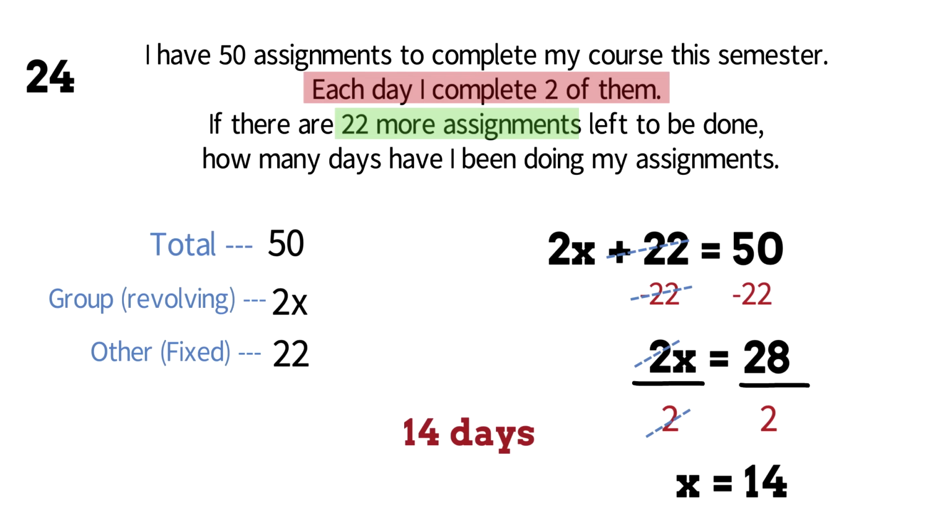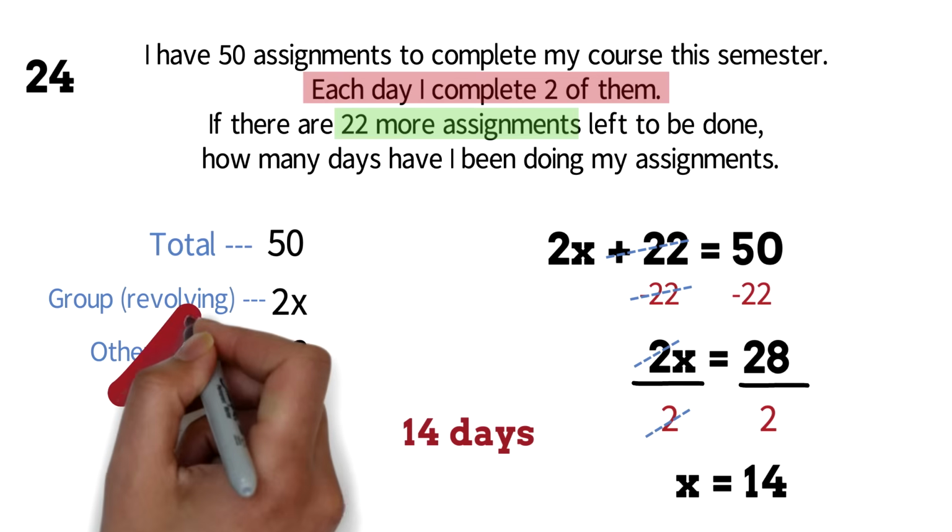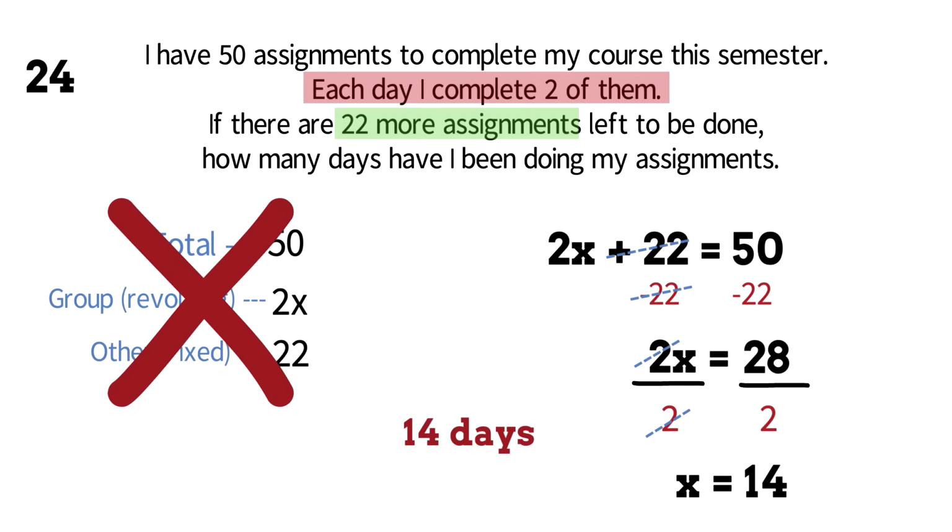For teaching purpose and clarity, I write a lot of things. Please, on your GED test, don't waste your time writing things unless they are absolutely necessary. All these here are unnecessary to write. You can easily jump to this part if you know what you are doing. All you need is knowing what your revolving, your fixed, and your total values are. You can solve for x from this point.